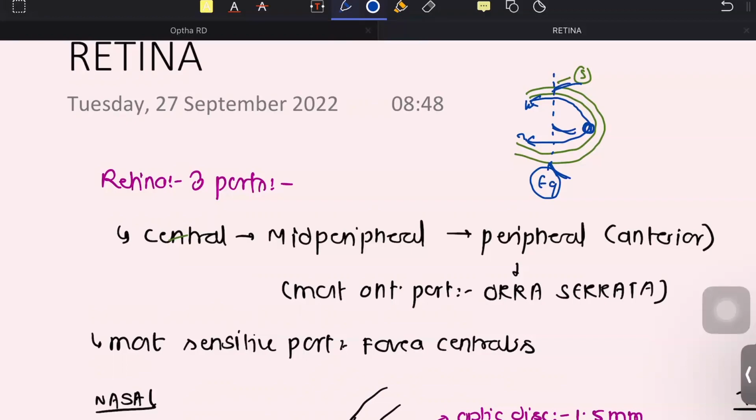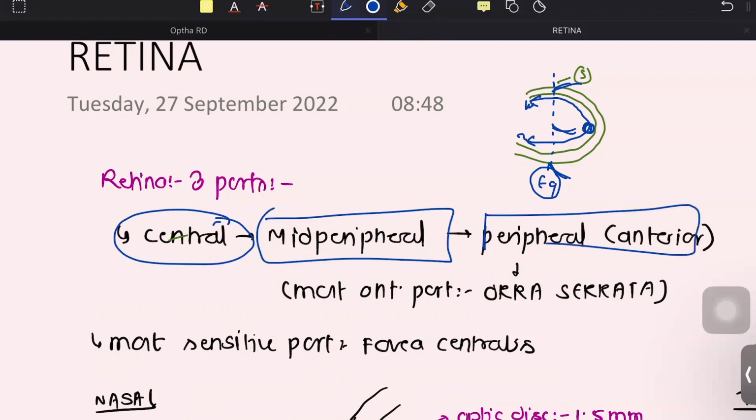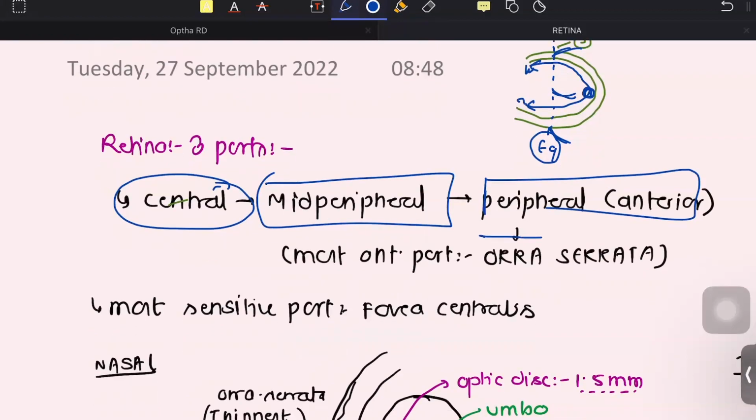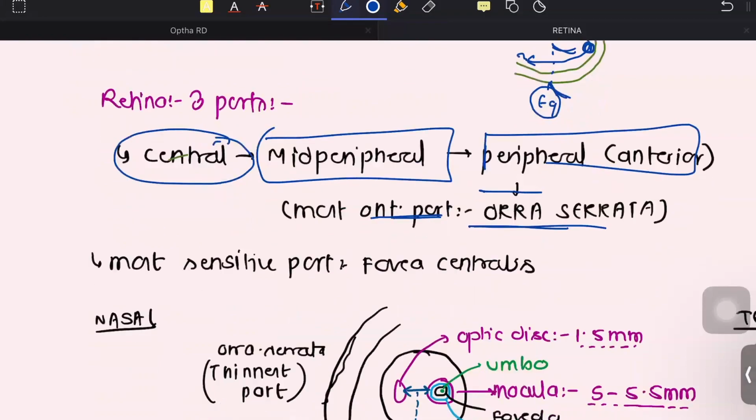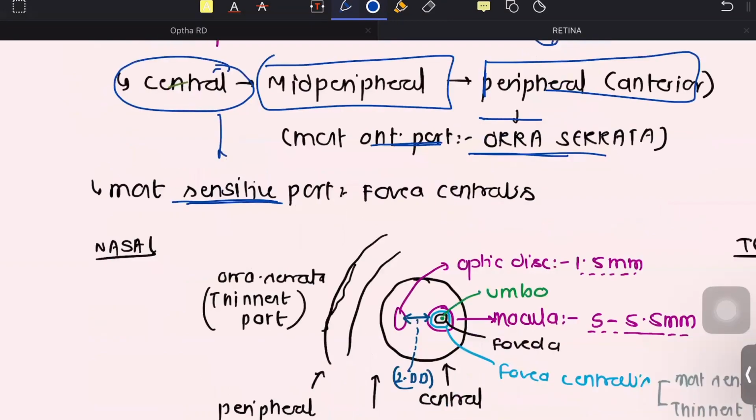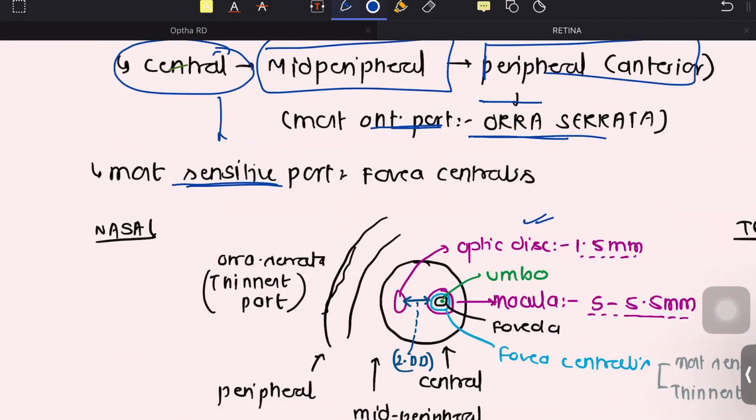We can also divide the retina into three important parts: central retina, mid peripheral retina, and peripheral retina. The peripheral retina is also the most anterior part of the retina, ending at the ora serrata. The central retina is the most sensitive part of the retina. It consists of two important components, the optic disc as well as the macula lutea. So when we talk about the central retina, it comprises mainly the optic disc and the very important and sensitive structure called the macula lutea.